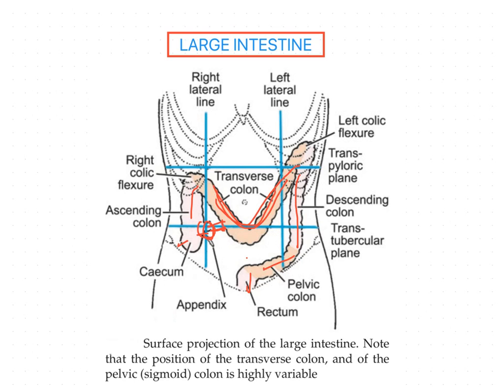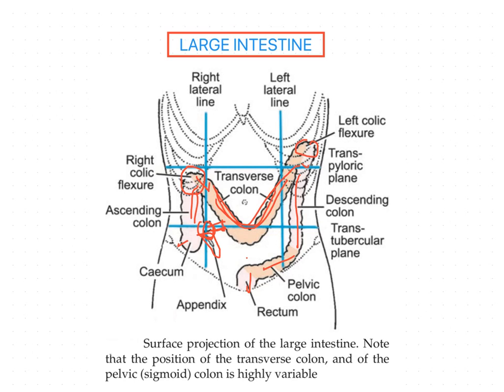Near this junction the cecum is also joined by a short narrow blind tube called the vermiform appendix. This is called the vermiform appendix. The ascending colon meets the transverse colon. That meeting point is called the right colic flexure. The junction of the transverse colon with the descending colon is called the left colic flexure.